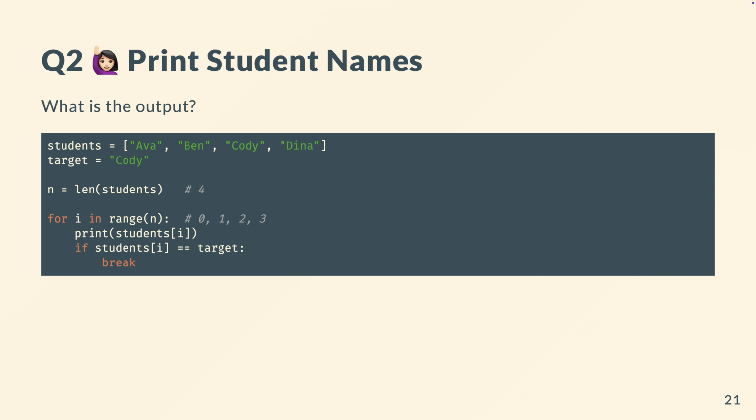Now question 2. List students is the same. Target is Cody. This loop prints the student name first, and then checks if it is the target. If it is the target, the loop breaks. What is the output? Pause and answer.